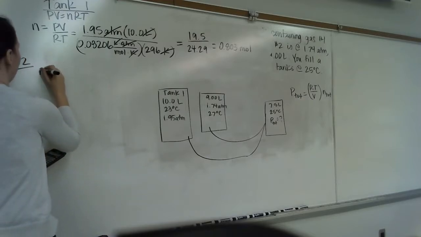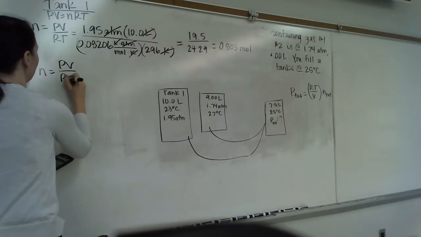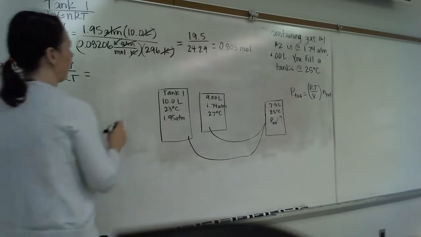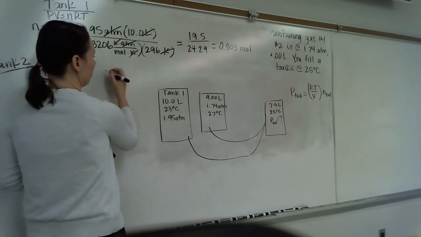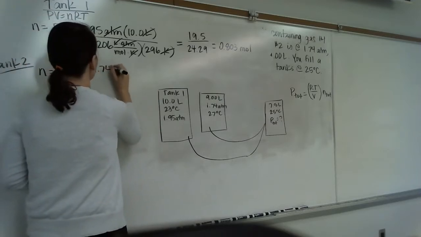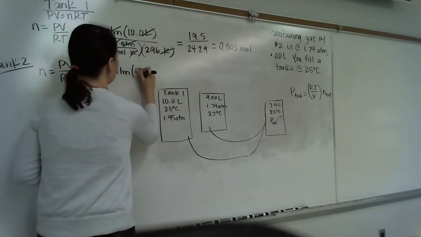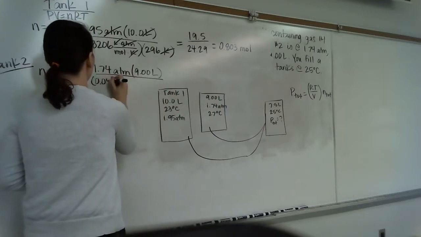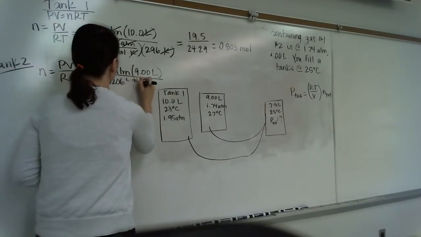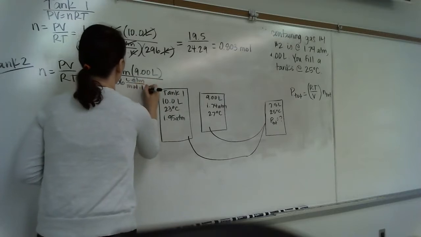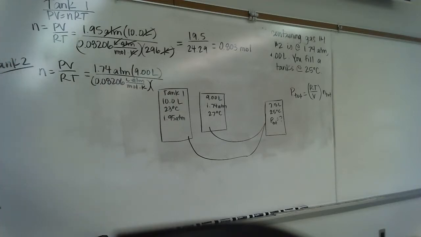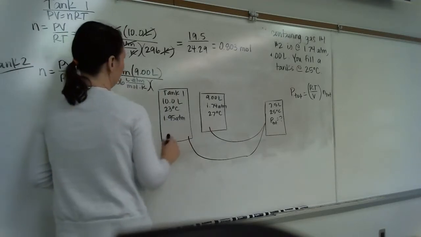it's still N is equal to PV over RT, right? Because PV equals nRT, so N is just PV over RT. So now let's plug in our information. Pressure is 1.74 atmospheres. And volume is 9 liters. Divided by R, still 0.08206 liter atmospheres per mole Kelvin. And then what's my temperature here? For 27? Oh, sorry.